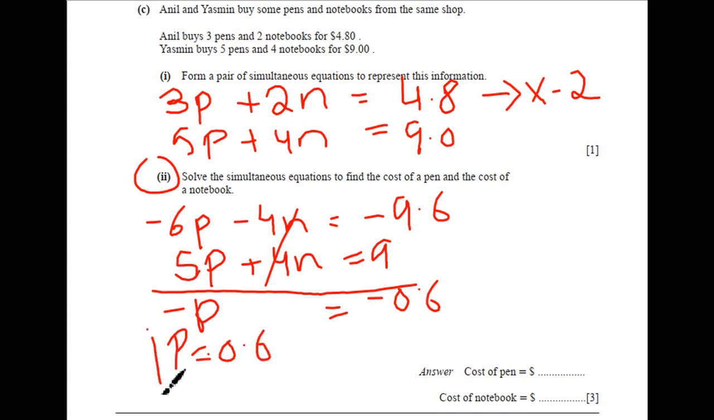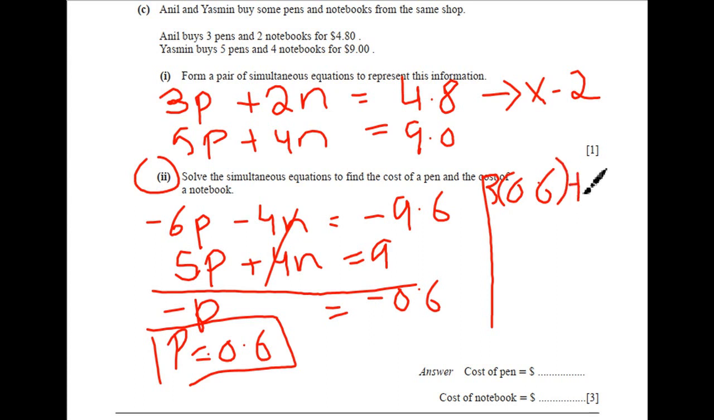Now put this value back anywhere here or here or here or here. I'll just put it in the first equation. So 3 times 0.6 plus 2 times n is equals to 4.8. Rearrange, simplify, and you'll get n is equals to 1.5.